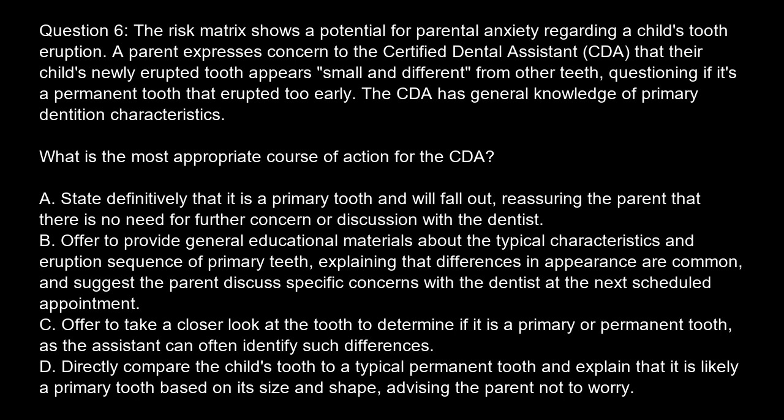Option A. State definitively that it is a primary tooth and will fall out, reassuring the parent that there is no need for further concern or discussion with the dentist. Option B. Offer to provide general educational materials about the typical characteristics and eruption sequence of primary teeth, explaining that differences in appearance are common, and suggest the parent discuss specific concerns with the dentist at the next scheduled appointment. Option C. Offer to take a closer look at the tooth to determine if it is a primary or permanent tooth, as the assistant can often identify such differences. Option D. Directly compare the child's tooth to a typical permanent tooth and explain that it is likely a primary tooth based on its size and shape, advising the parent not to worry.